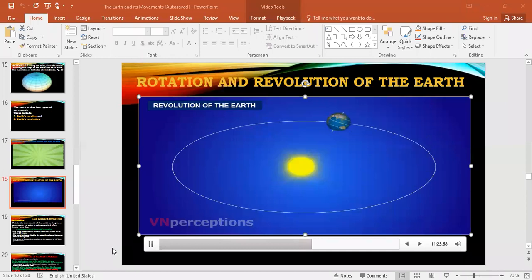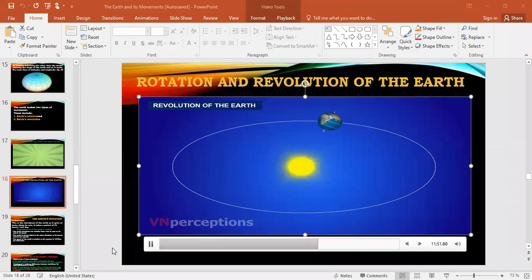The earth moves at an average speed of 29.8 kilometers per second, or it is easy to remember, 1 lakh kilometers per hour. So earth is spinning at a speed of 1670 kilometers per hour, and the earth is revolving around the sun in an elliptical orbit at a speed of 1 lakh kilometers per hour.